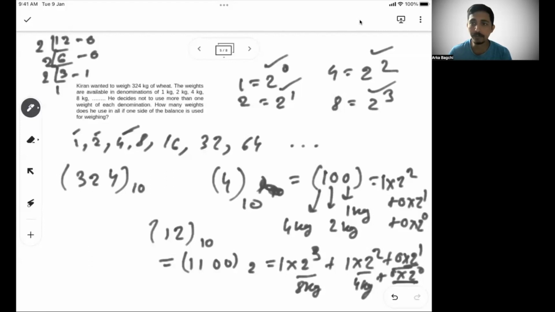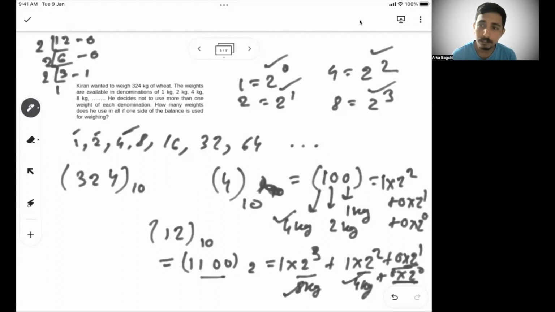Similarly, if you convert 324 into base 2, you will see that wherever there is 1, he has to use that weight, and wherever there is 0, he should not. So can I expect you to do the same? Try to convert 324 base 10 into the binary system and see wherever there is 1, he has to use that weight. Wherever there is 0, he will not use that weight. So the number of ones will represent how many weights he has to use. Here he has to use 2 weights, which are 8 kg and 4 kg. In the previous one, he has to use 1 weight, which is 4 kg. So the number of ones represents the number of weights he has to use.